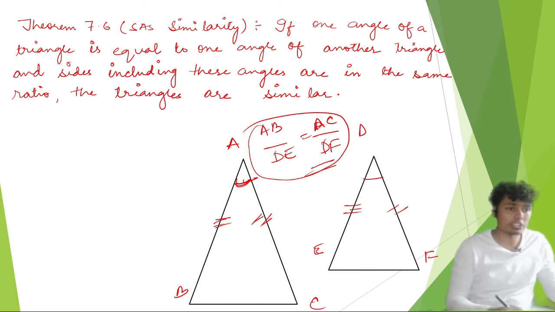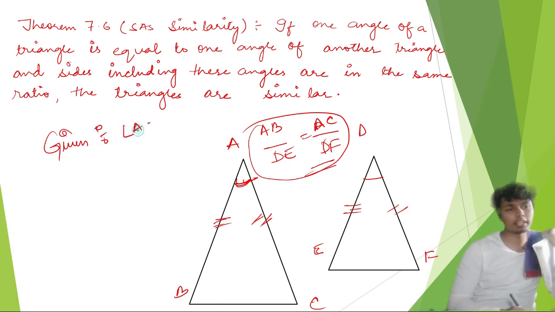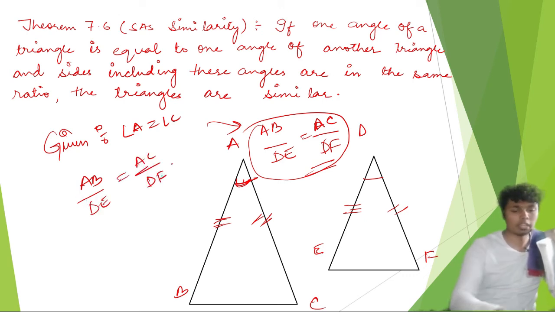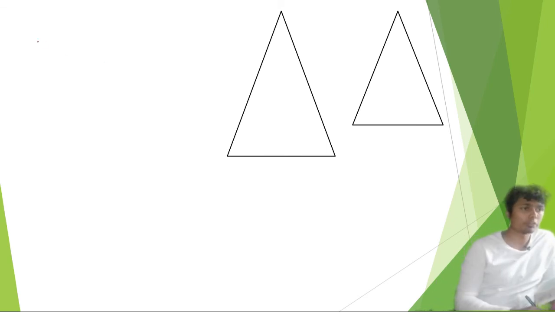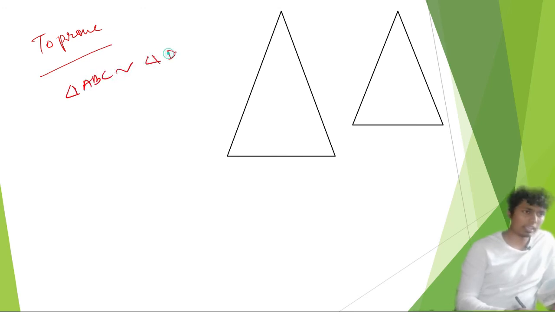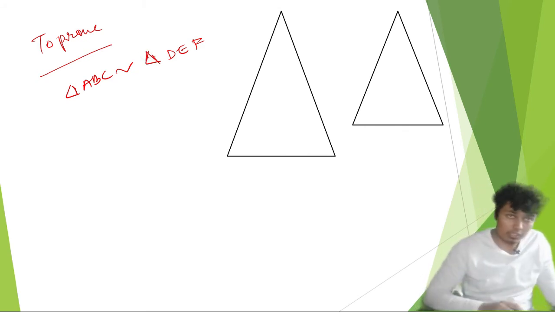I've already given the given condition. What is the given condition here? Angle A is equal to angle D, and AB by DE is equal to AC by DF. Let me take another page and explain the very first thing. Now what do we need to prove? We need to prove triangle ABC is similar to triangle DEF. Open the textbook to page number 140. Let us start the proof directly.